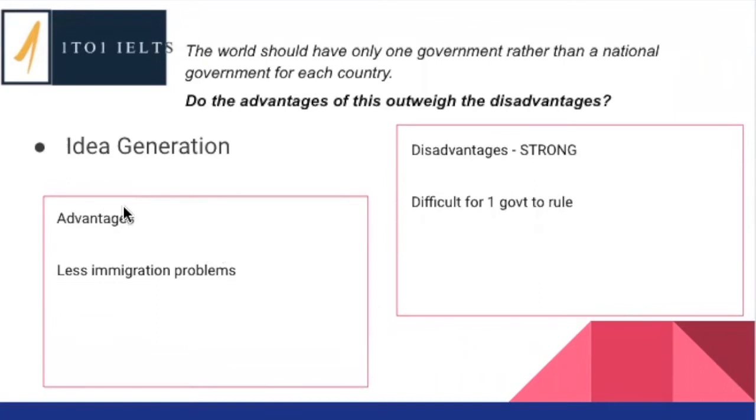So we said the advantages of the one world government were there's less immigration problems, and the disadvantages are it's difficult for one government to rule. And we said, for us, there were more disadvantages. This is stronger than this. So on to our outline statement.